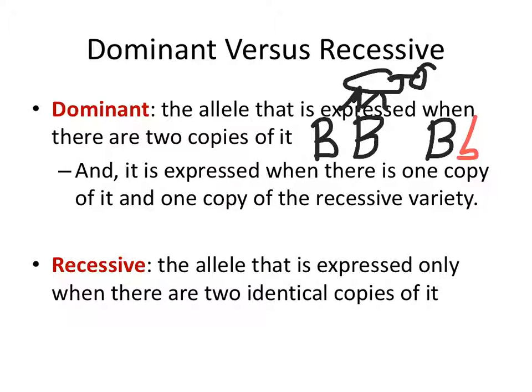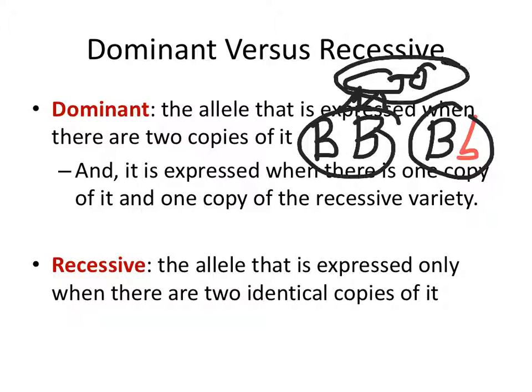Now, both of these individuals will give rise to this black dog. The only way you're going to get a brown dog is if you have little b and little b. Then you're going to have a brown dog.